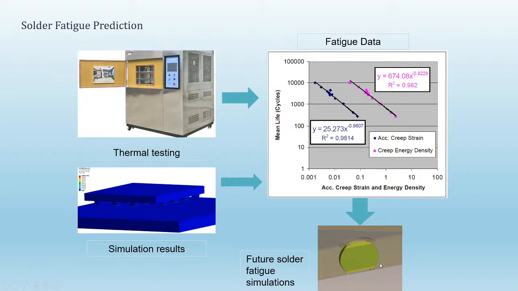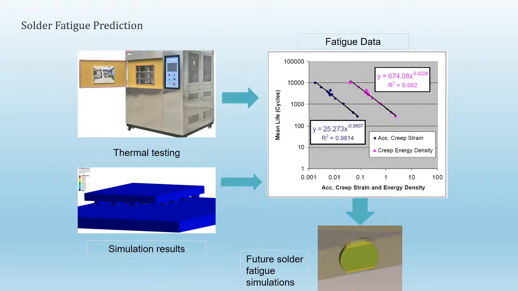So if I do a simulation of this, I can say, okay, the area that I'm worried about here has accumulated strain. By modifying my design, or changing the temperature cycle, or changing the material, I have dropped my accumulated strain from 0.1 to 0.01, right? And that results in an order of magnitude improvement in my mean life, or number of cycles to failure.